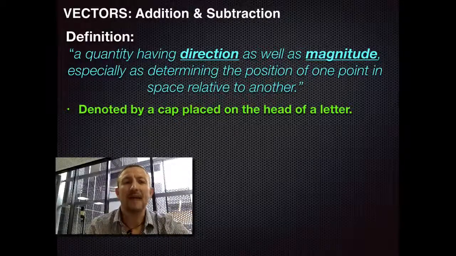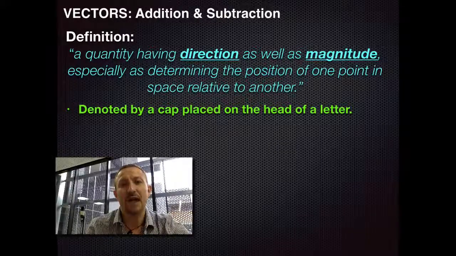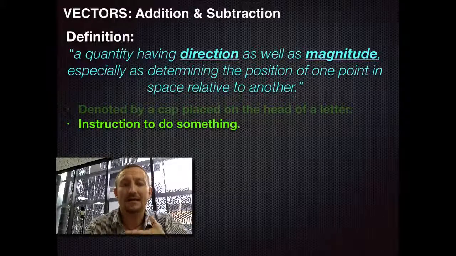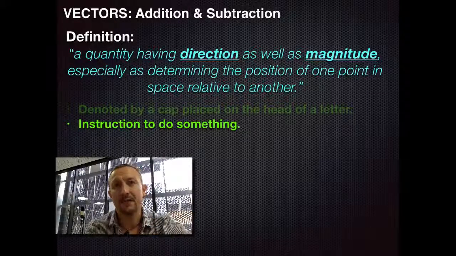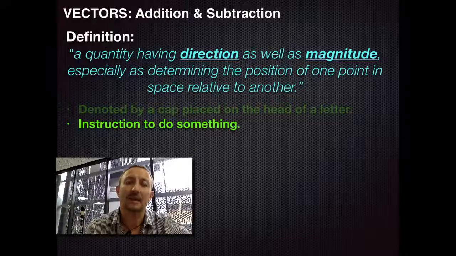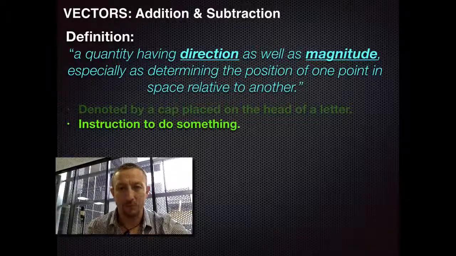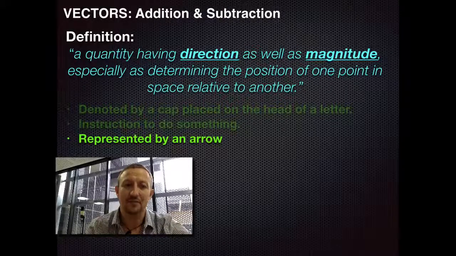Now basically a vector is an instruction, and it's often denoted by a symbol which has a cap or a line placed on top of it. And as I stated, it gives you an instruction to do something. So first you would do one vector and then you would do the next vector. Now they don't always add together in the way that we conventionally put 2 plus 2 to equal 4. So we're talking about a direction and an instruction at the same time.